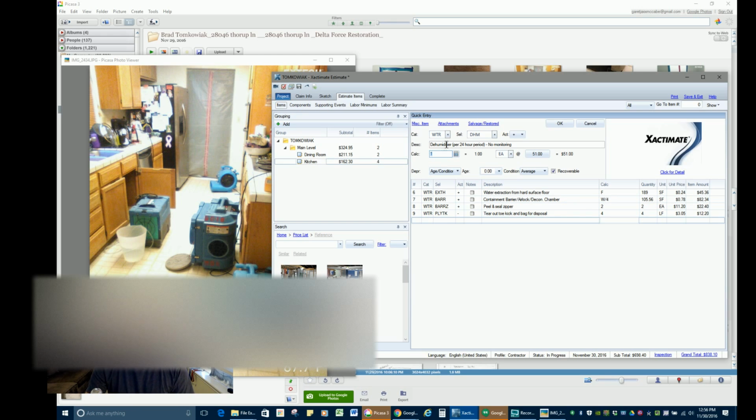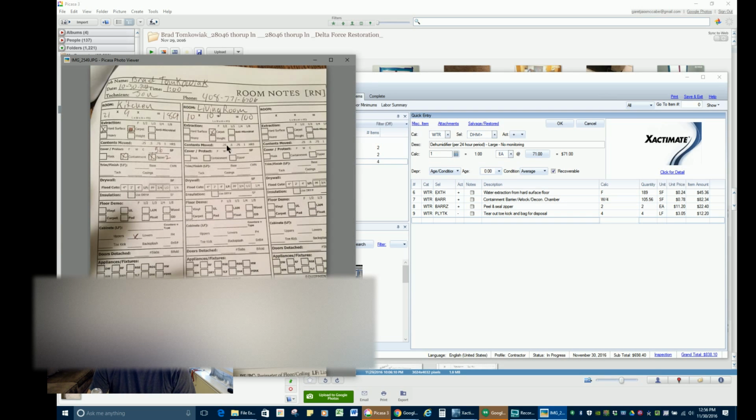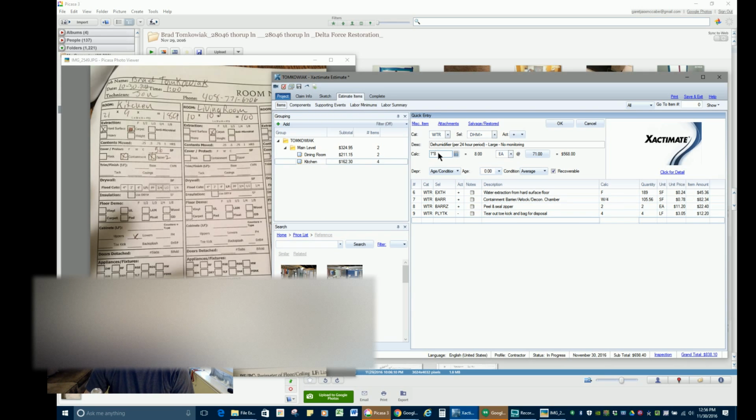So the Revolution is a large, let me check. Huh? 70 to 109 pints. I think the Revolution is rated at 81 pints. So how many days have we got this thing for? 8 days. Okay.